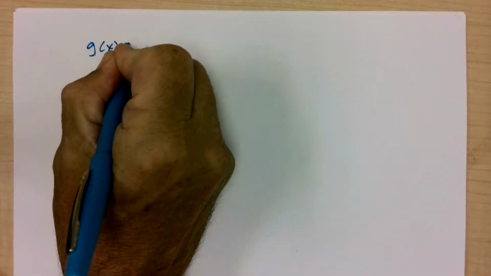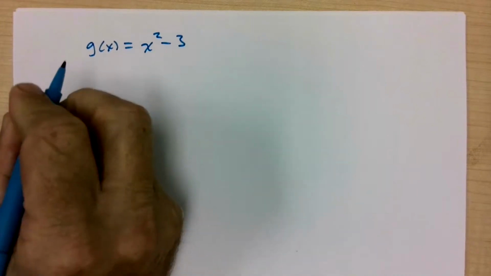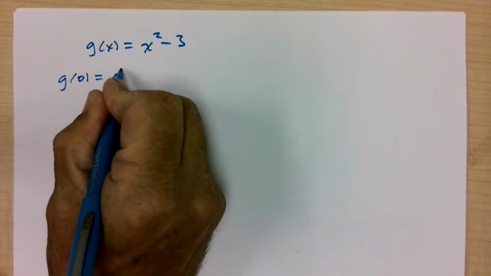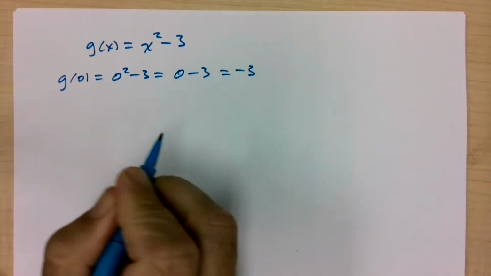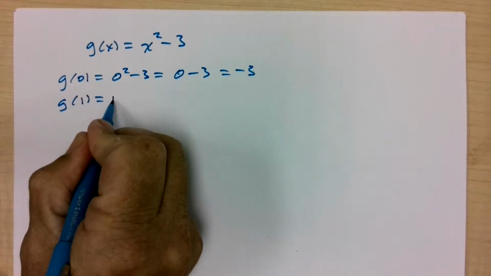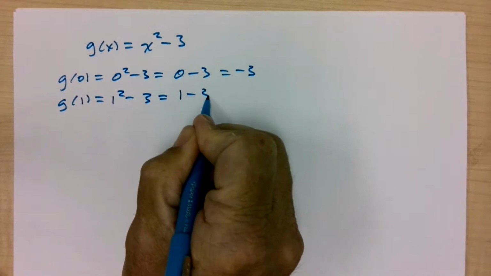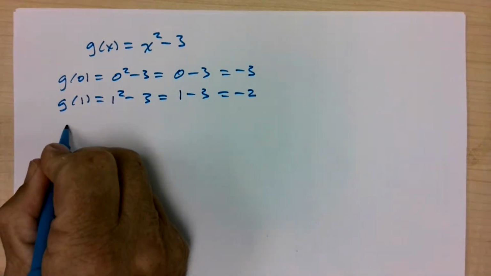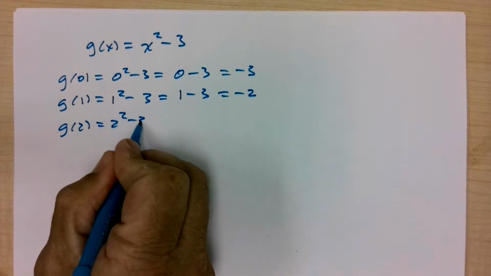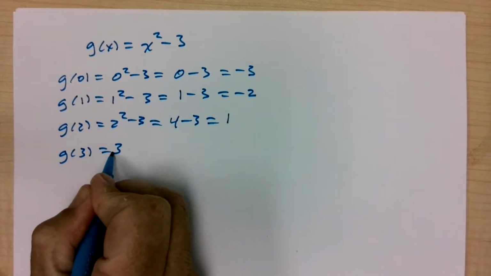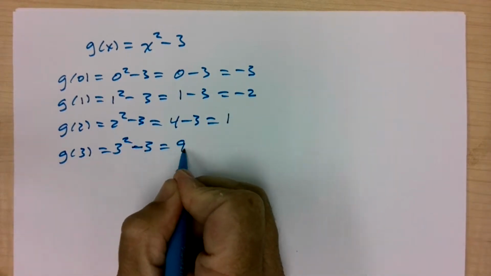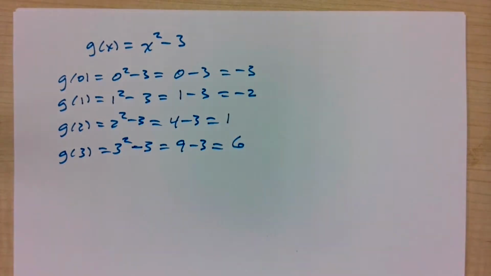Let's take a look at g of x equals x squared minus 3. We'll start with 0. G of 0 is 0 squared minus 3. You do the exponent first. 0 minus 3, 0 plus -3, -3. G of 1, 1 squared minus 3. 1 squared is 1 minus 3. 1 plus -3, -2. G of 2, 2 squared minus 3. 4 minus 3 is 1. G of 3, 3 squared minus 3, which is 9 minus 3, which is 6.